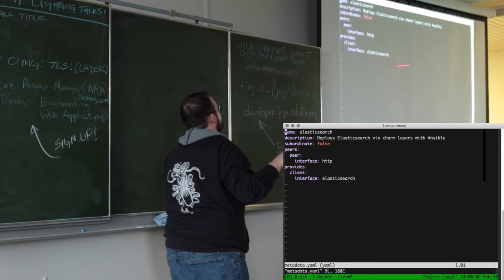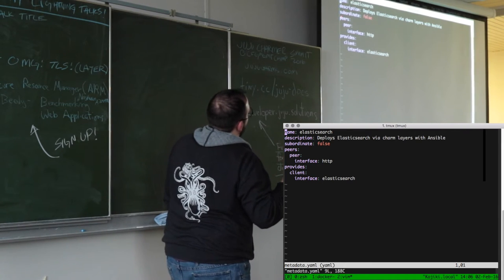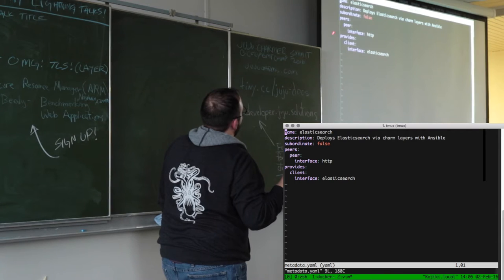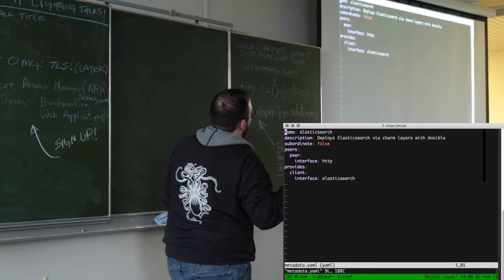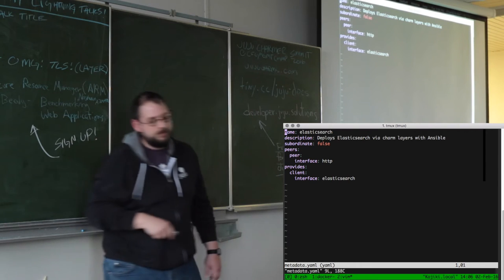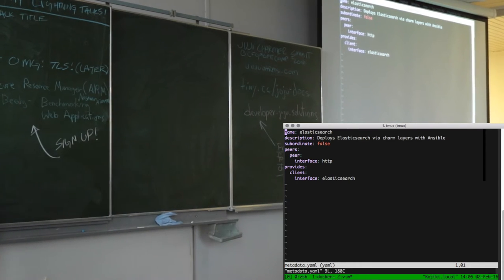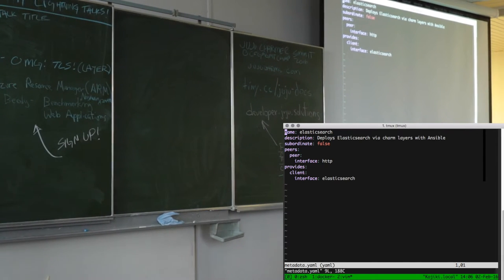And it defines some of the communication contracts here. So this key here for peers is the type of relationship group. It implements one peering relationship by the name of peer, and it is implemented with an interface of HTTP. The same can be said for the provides. This is declaring to Juju that it provides a client relationship using the Elasticsearch interface.